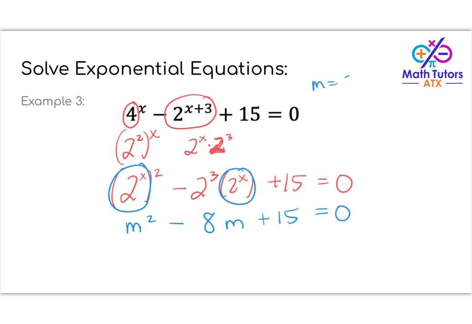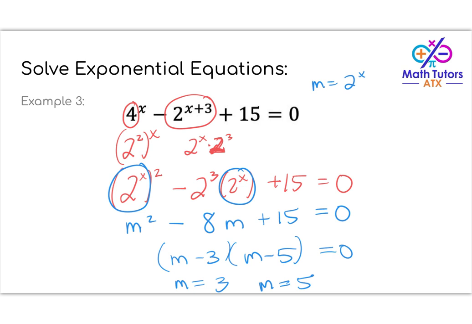So again, I like to make a little note to myself: m is 2 to the x, that's how I replaced it. What multiplies to 15 and adds to negative 8? We have m minus 3, m minus 5, and there we go. Now, our last step, we still have to go through 2 to the x. Oh, well, I'm jumping ahead of myself, not the last step. m must equal 3, and m must equal 5. Now, we're going on the last step and replacing that m.